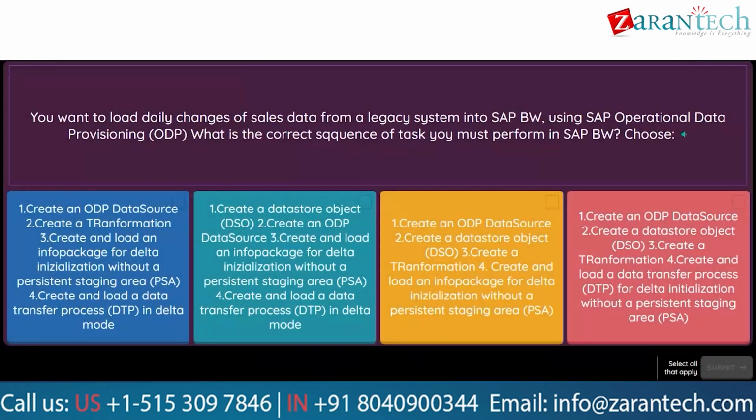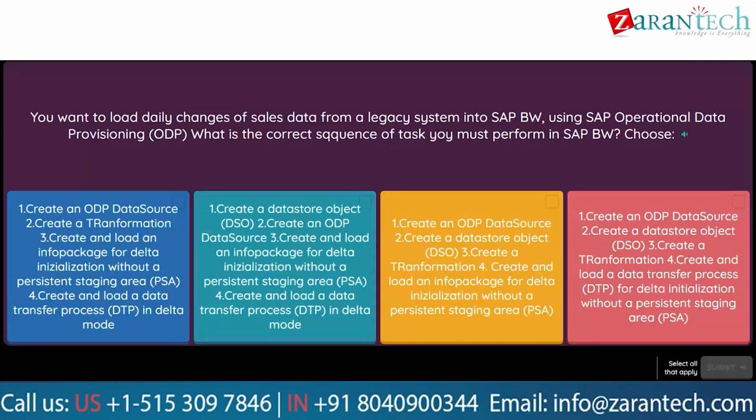Question: you want to load daily changes of sales data from a legacy system into SAP BW, using SAP Operational Data Provisioning, ODP. What is the correct sequence of tasks you must perform in SAP BW? Choose. Option 1: 1. Create an ODP DataSource. 2. Create a transformation. 3. Create and load an InfoPackage for delta initialization without a persistent staging area, PSA. 4. Create and load a data transfer process, DTP, in delta mode.